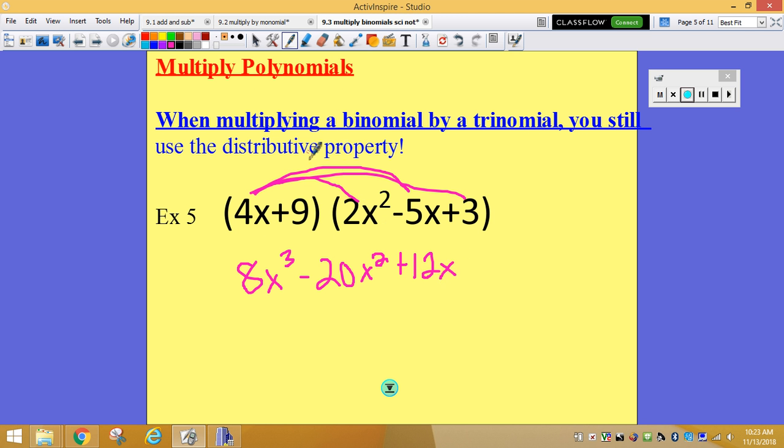We're going to do the same thing with the 9. 9 times 2 is 18. Bring down your x squared. 9 times negative 5 is negative 45. Bring down your x.